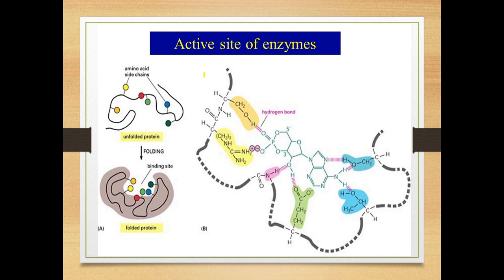Clear? So this is the enzyme, this is a substrate. These two are the binding sites. So this substrate binds to the binding site through different bonds. These are the different types of bonds. Clear? So this one, this is actually the active site.